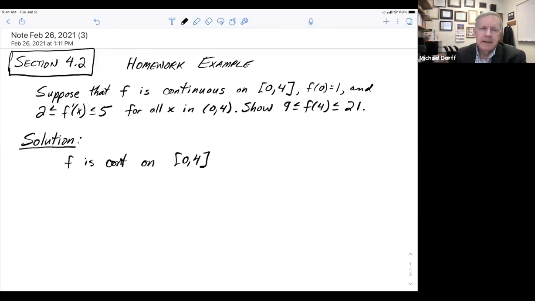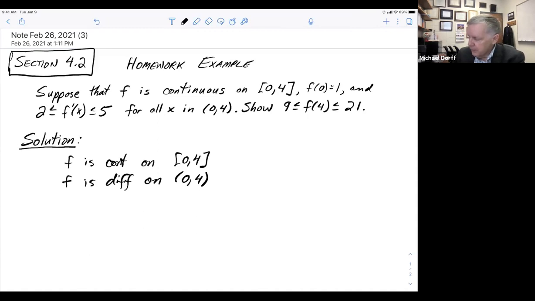It also says that the derivative of f is between 2 and 5 for all x on the open interval from 0 to 4. That's another way of saying that f is differentiable on the open interval from 0 to 4, and it has the property that its values are between 2 and 5.